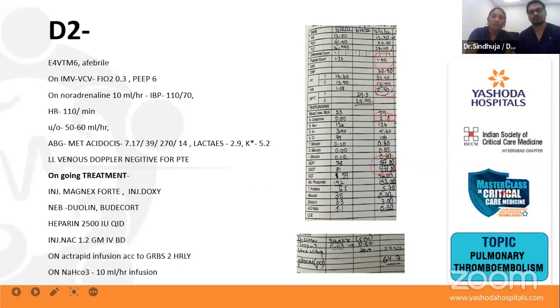Why aren't you using a heparin infusion till now? I'm not very clear because I've seen this right from throughout. Why aren't you using low molecular weight heparin or heparin infusion?